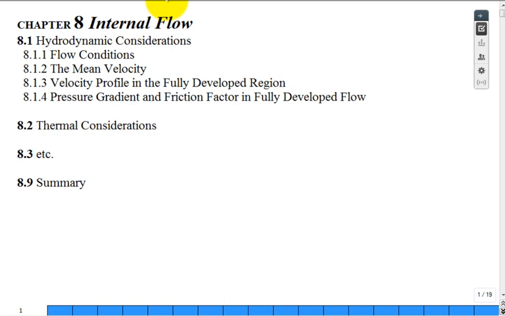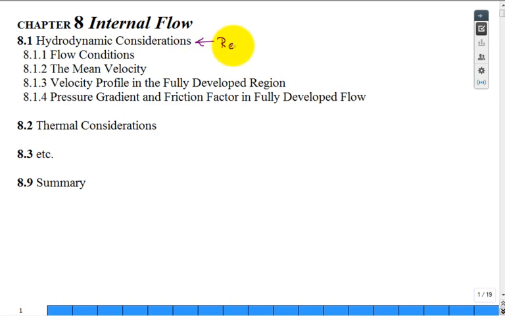All right, so we move into chapter 8. Chapter 7 was, I can't remember, what was 7 all about? Something external flow. Now we move into chapter 8, internal flow, inside of pipes essentially, and maybe inside of ducts as well, but internal flow. Let's take a look at what we have to cover. Well, we have section 8.1, hydrodynamic considerations.